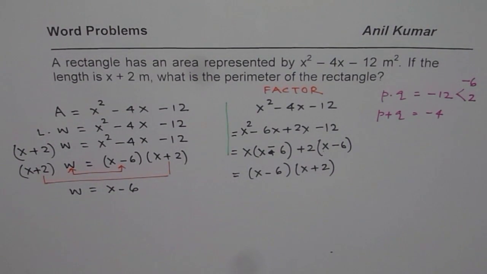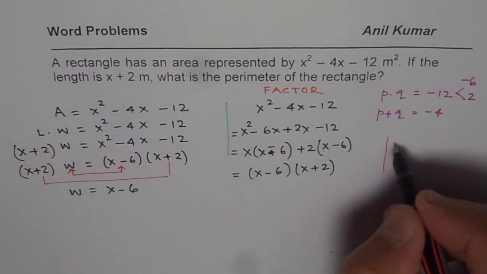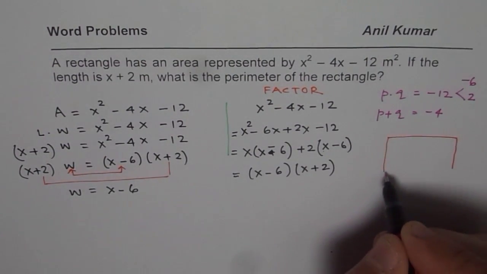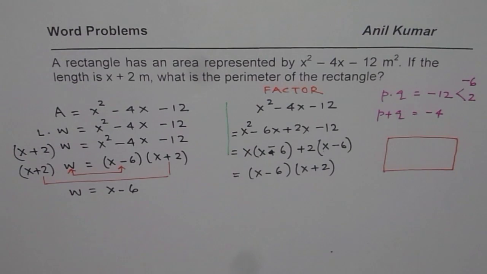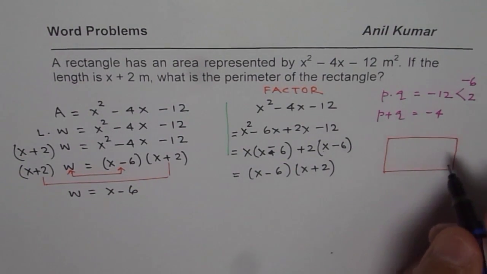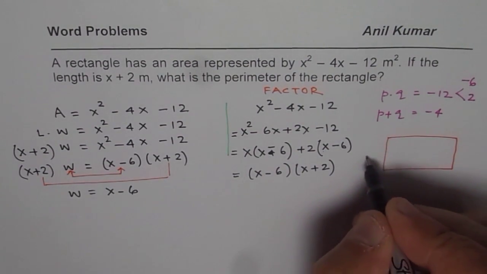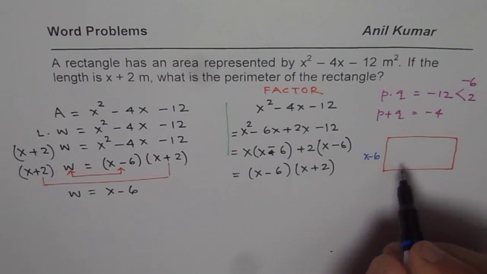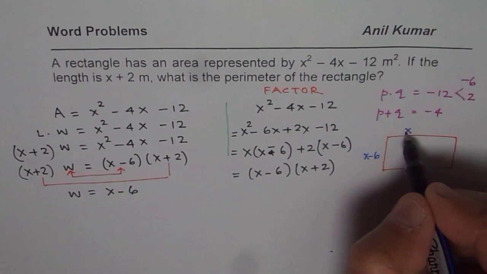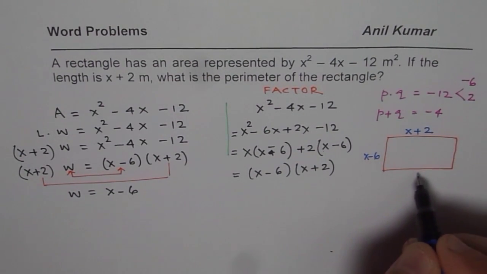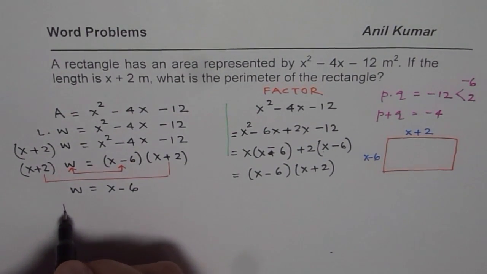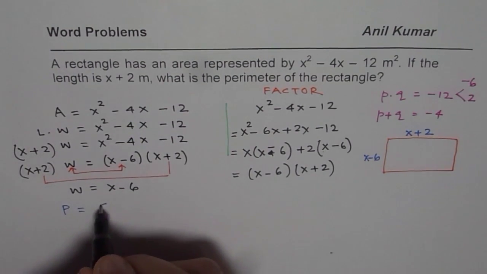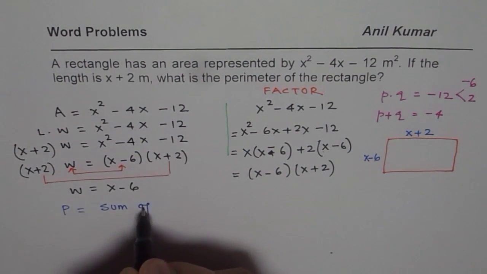Now in a rectangle we know the width. So we're talking about a rectangle, correct? So in this rectangle we say that the width of this rectangle is x minus 6. It means that this side is x minus 6. Length is x plus 2. Now what is perimeter? Perimeter actually is the sum of all sides, correct? Is the sum of all the sides.